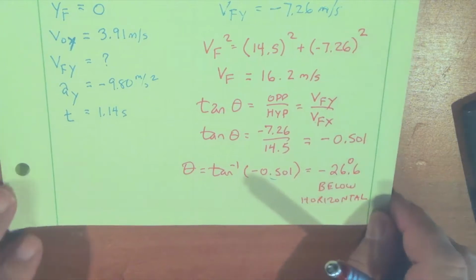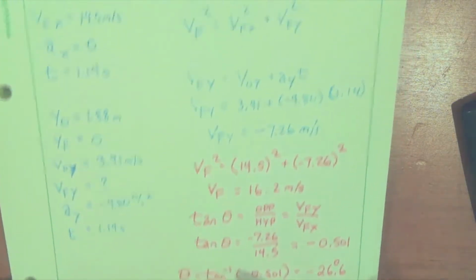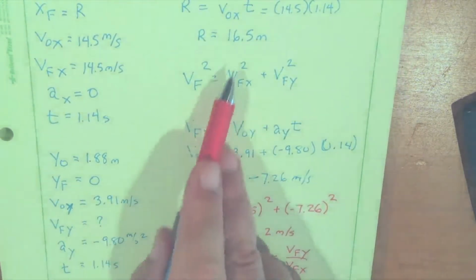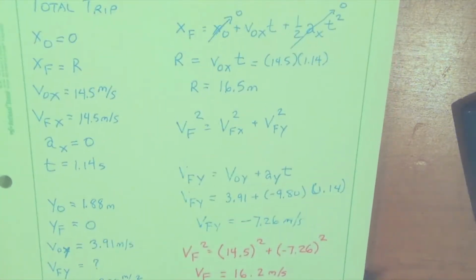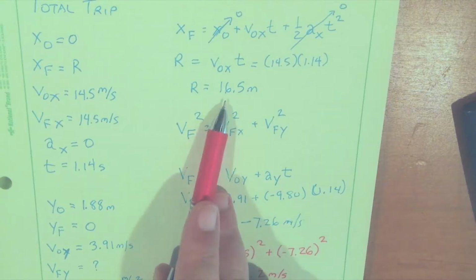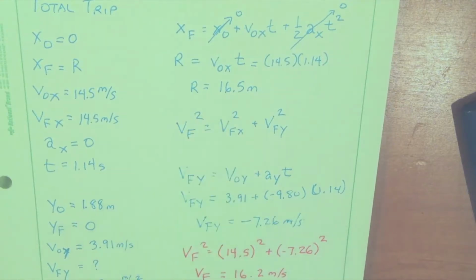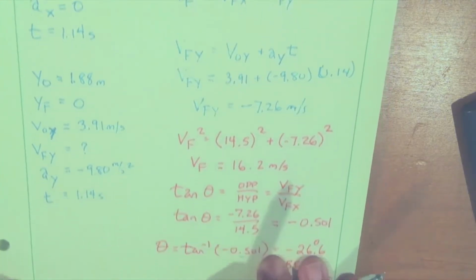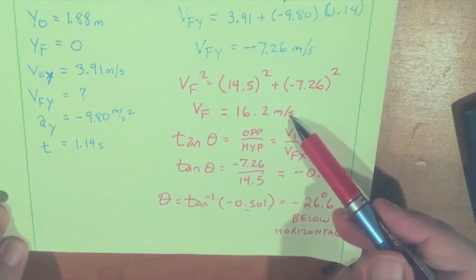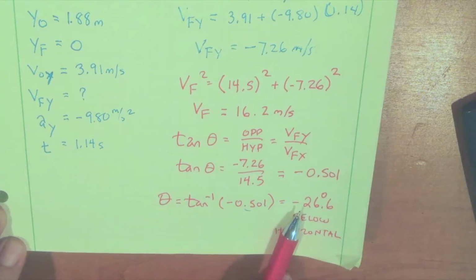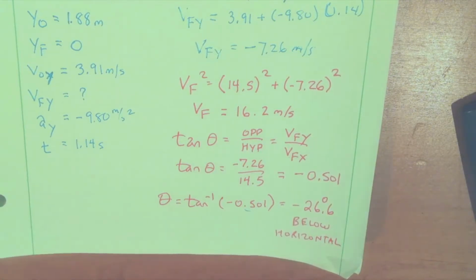So in summary, she lands a distance 16.5 meters from the ramp horizontally. And when she lands, she has a velocity of 16.2 meters per second at an angle 26.6 degrees below the horizontal.